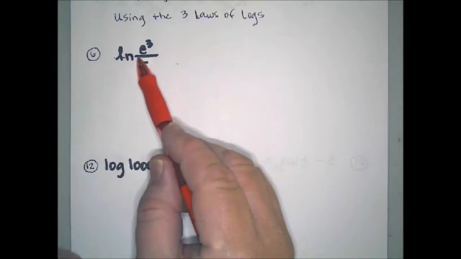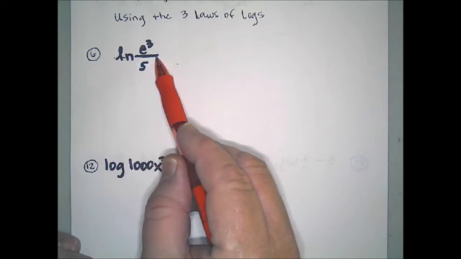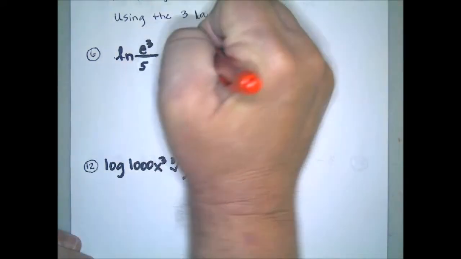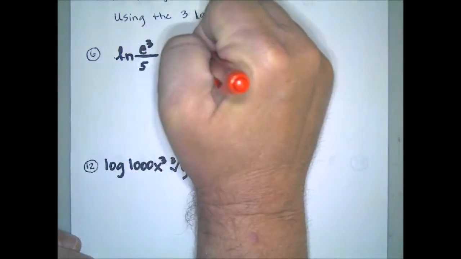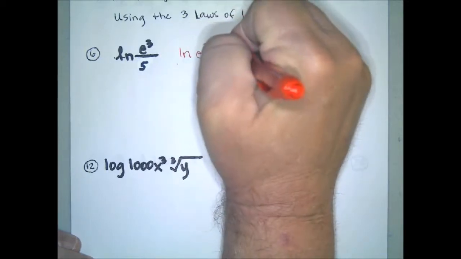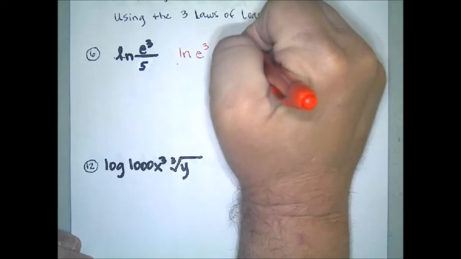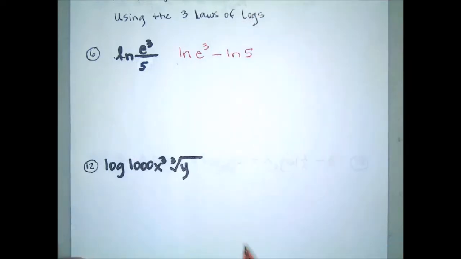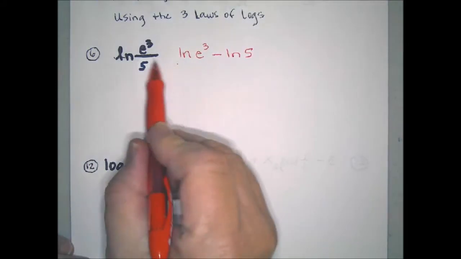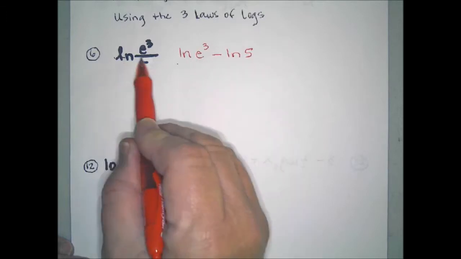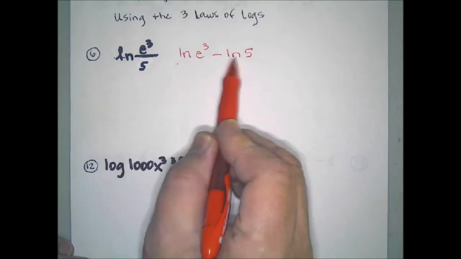First of all, I see a big fraction bar, which means division. So I'm going to put the natural log of e cubed minus the natural log of 5. That takes care of the rule that division turns into subtraction. Single log division turns into double log subtraction.